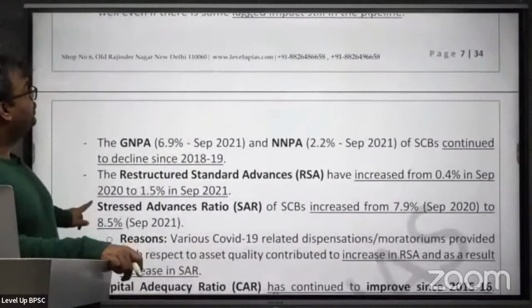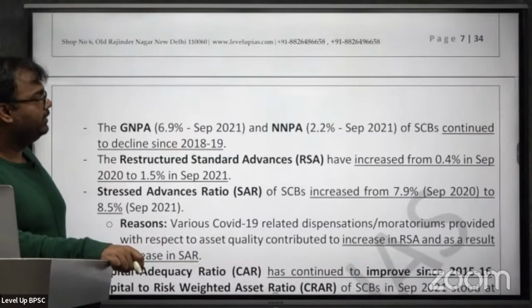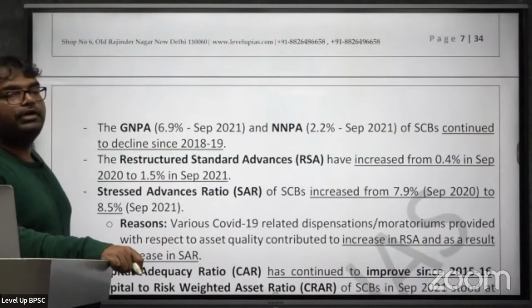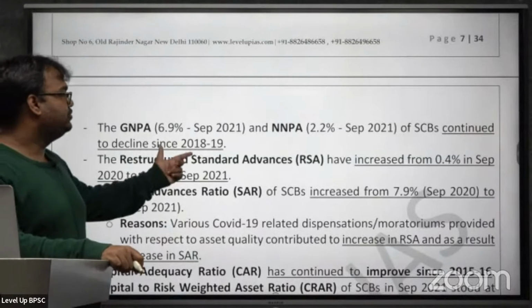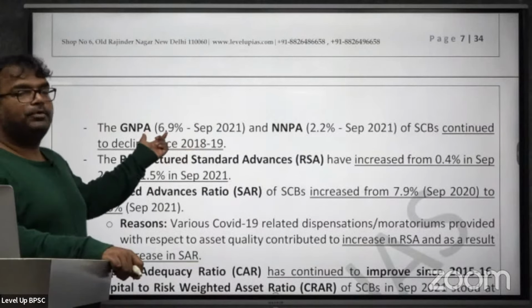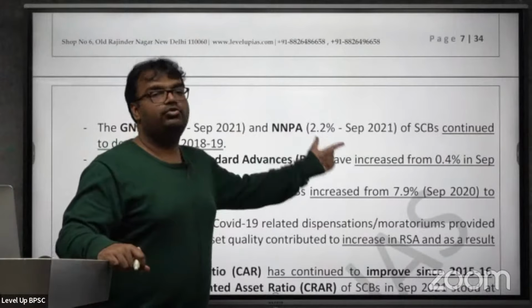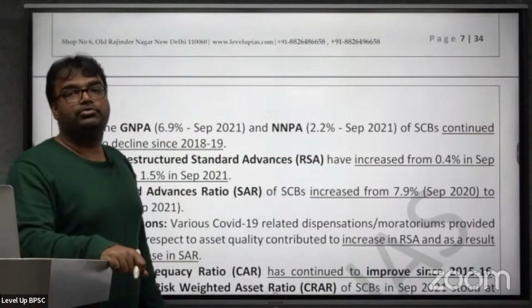Why is it saying this? Gross NPAs have continued their decline since 2018-19. Gross NPA of scheduled commercial banks was 6.9% in September 2021. Net NPA was 2.2% in September 2021.